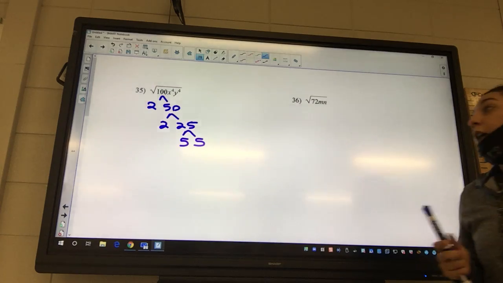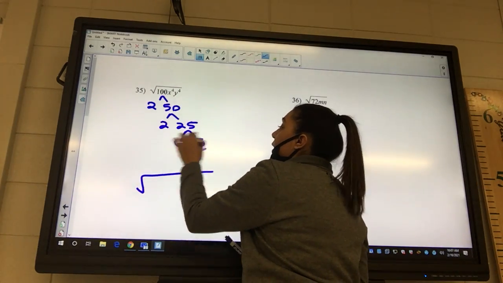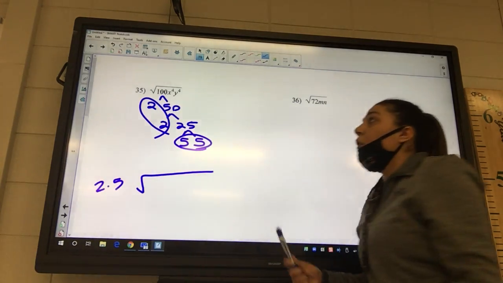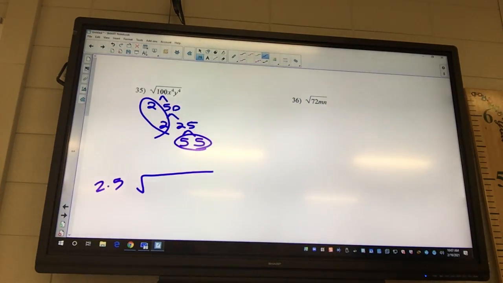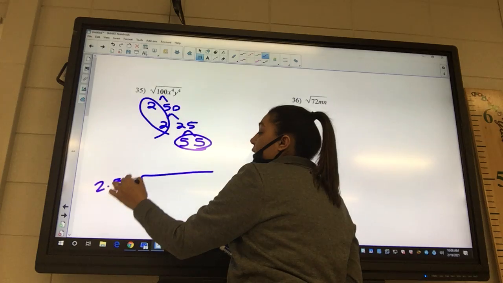Okay, so who can go? The 2's and the 5's. This group can go and this group can go. So we're going to have a 2 and a 5 on the outside. What about x to the 4th? How many can go? 2 go on outside. So it's really going to look like x squared.